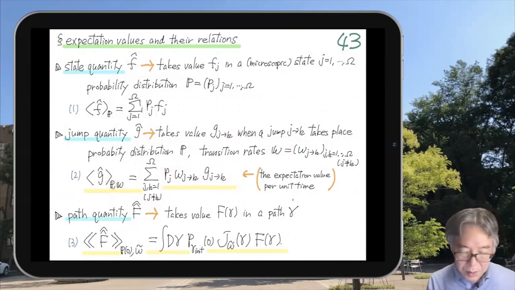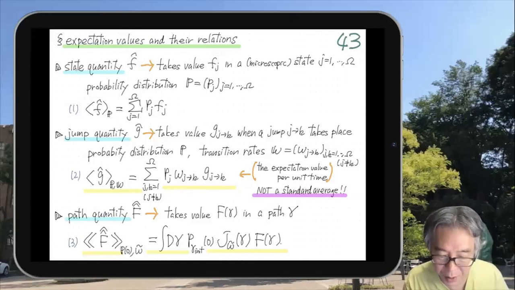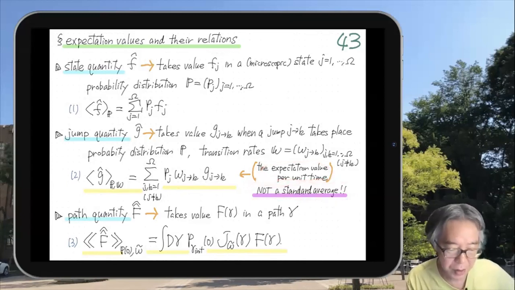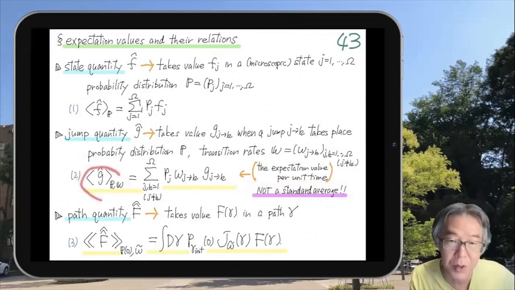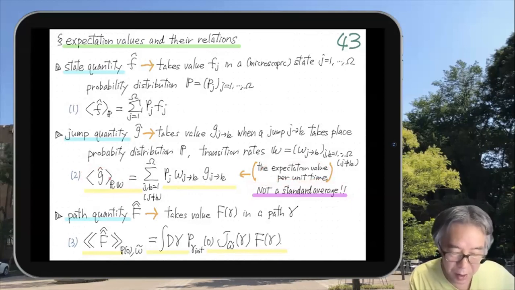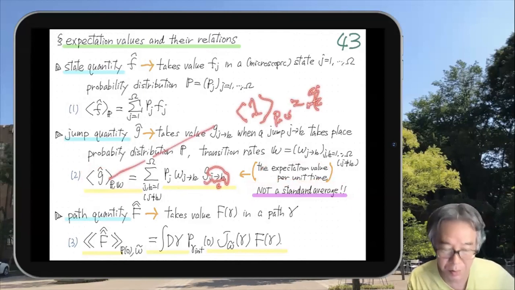Since omega is the transition rate, this defines the expectation value per unit time in a certain sense. And I want to stress that because this is the expectation value per unit time, this is not a standard average. So I use this notation for the expectation value, but I would say this is a bad notation in the sense that if you take the expectation value of, say, 1, of this, it's not 1. You get something like the escape rate or whatever.